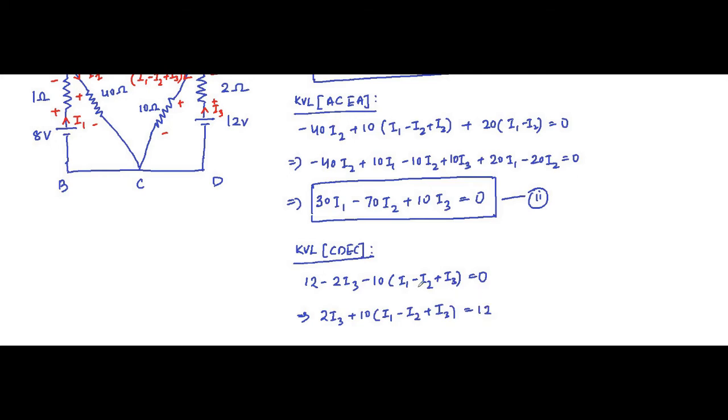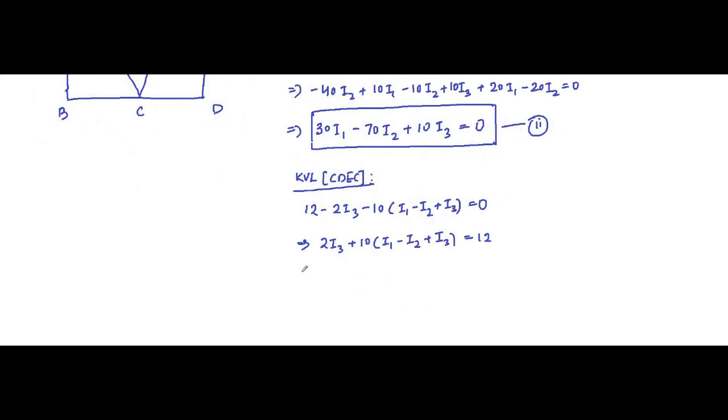That implies if we simplify it further, bringing all the things on one side, it will be 10 I1 minus 10 I2 plus 12 I3 is equal to 12. Yes, this is equation 3.